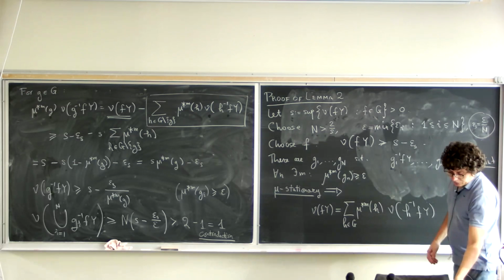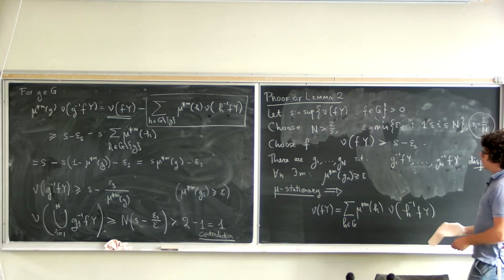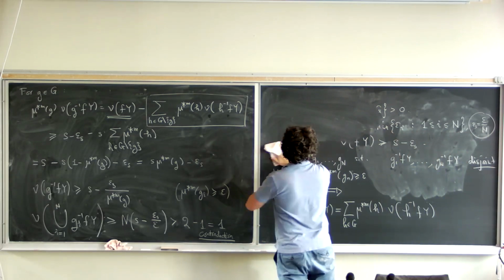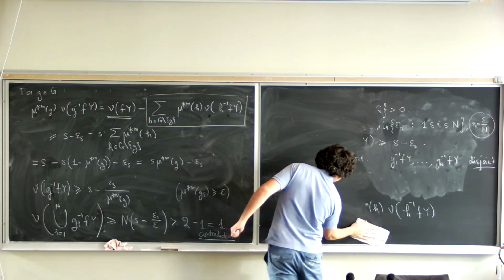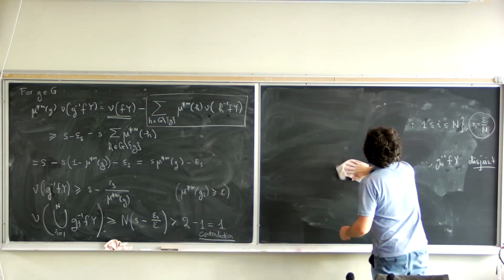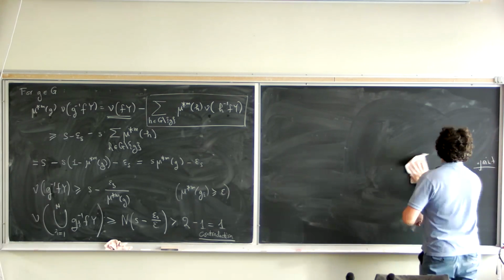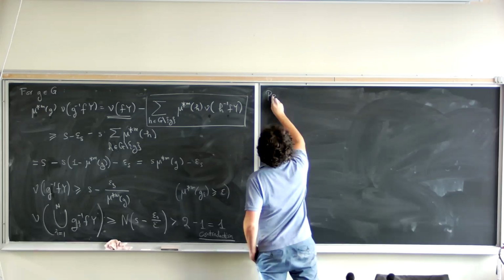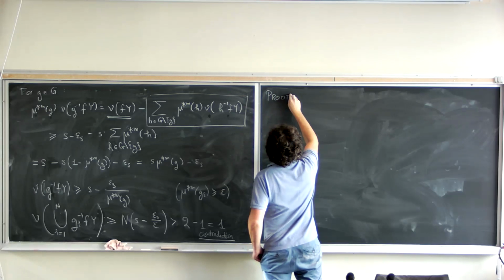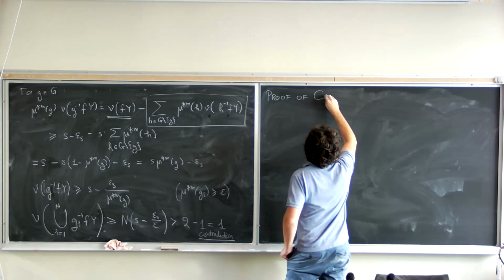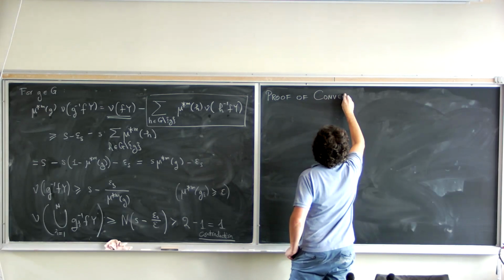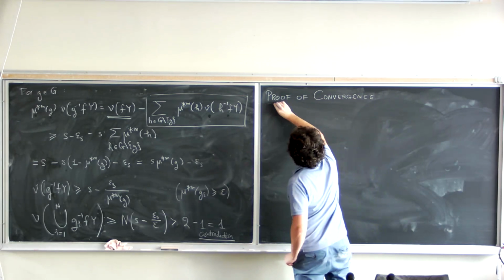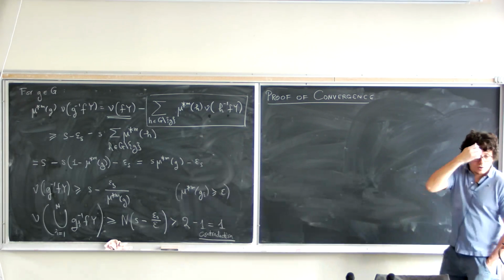So from here we can almost finish the proof of the convergence, because we basically already figured out most things. So, proof of convergence. What is the proof of convergence?